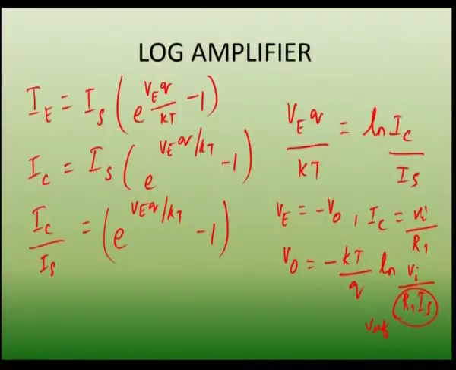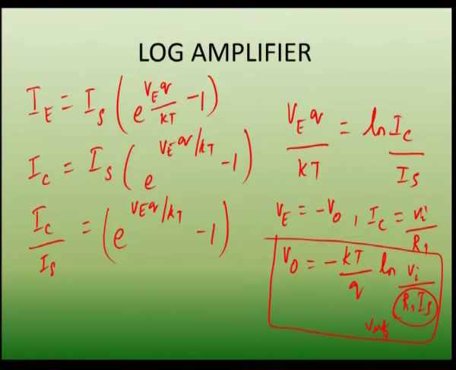So, what is the disadvantage in this circuit? It is the temperature. If the temperature changes, then the saturation current of the transistor will also change. So, we have to compensate this, we have to maintain this saturation current, so that the reference voltage will also be maintained. So, this is the final equation of the log amplifier circuit.